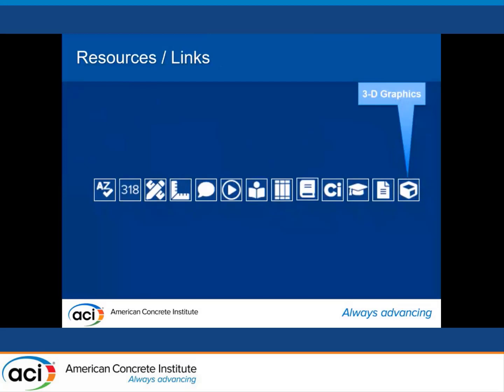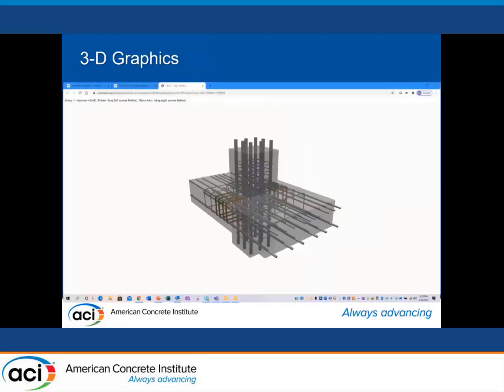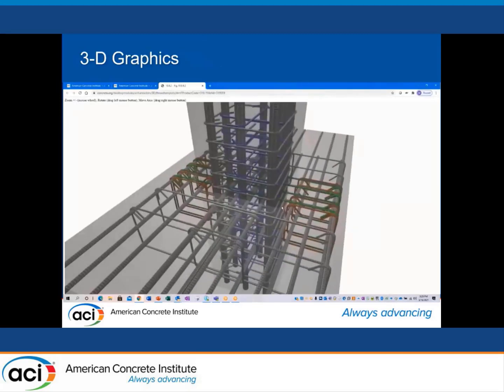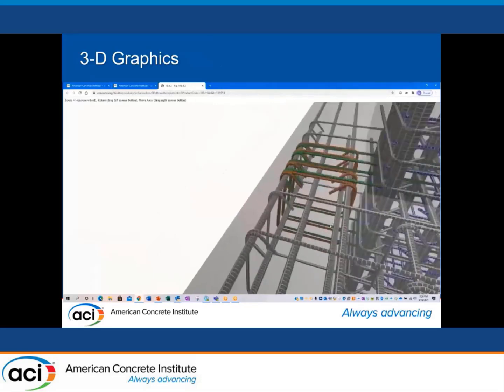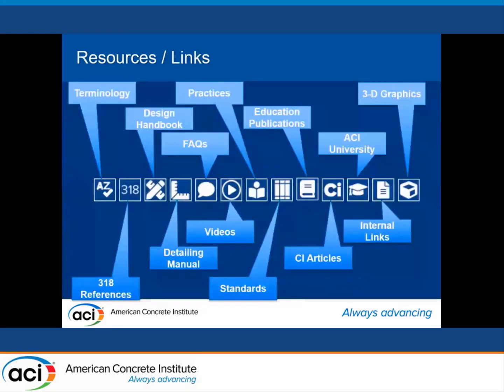Another thing is our 3D graphics. So we have color graphics in the code. If you see the figure caption hyperlinked, you can click on it. It will bring up a 3D image of that detail. It's a 3D image that you can then rotate, use your mouse to rotate, zoom in, zoom back out, and really get into that detail and see how that reinforcing steel is put together inside there. It's a good way to show your students that they have to think about how all of this material will fit into the beam that they're designing and how the joints work.